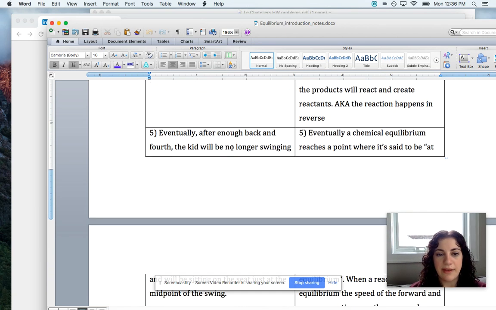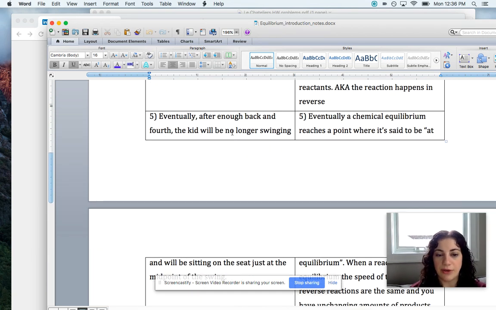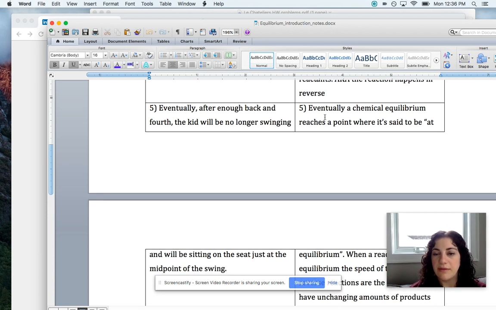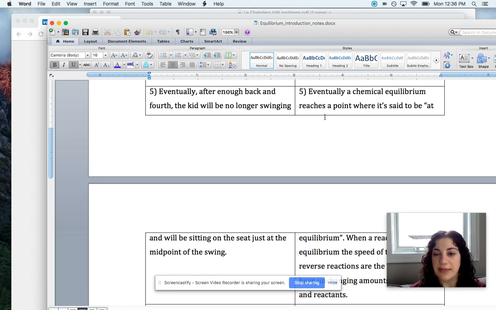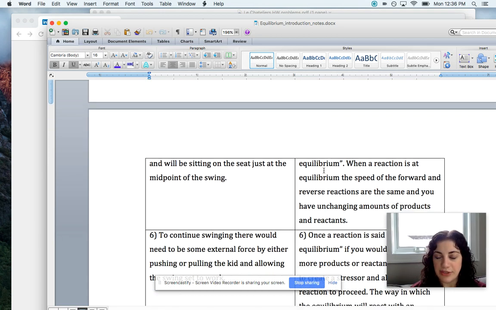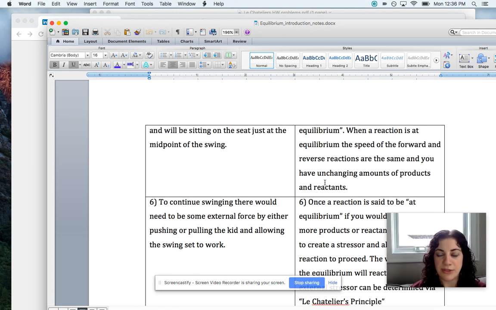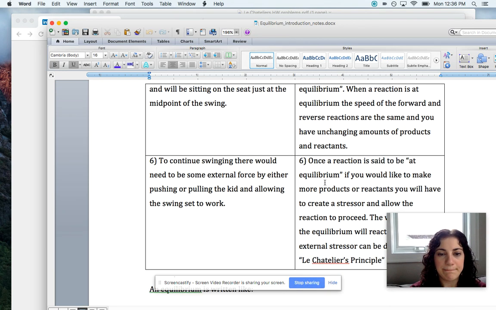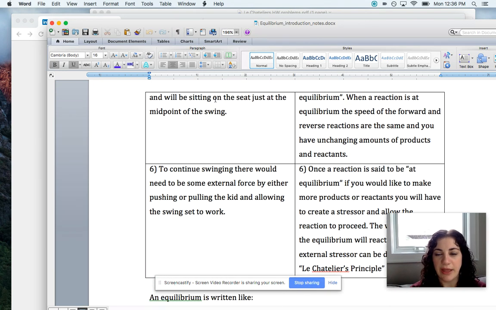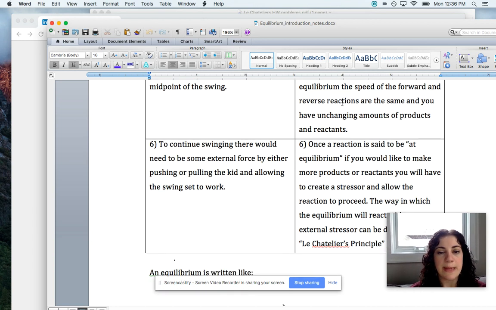Okay? Eventually, after enough back and forth, the kid will no longer be swinging, right? They'll just stop. Eventually, a chemical reaction reaches a point where it's said to be at equilibrium. When a reaction's at equilibrium, the speed of the forward and reverse reactions are the same, and you've got unchanging amounts of products and reactants. So, again, the forward reaction and the reverse reaction are both still happening, but in equal amounts, okay? So, unlike the child just stopping altogether, it would be more like the reactions are still happening, but in equal amounts, forward and back. Okay.